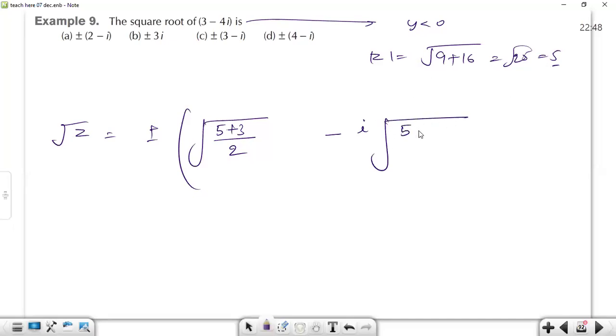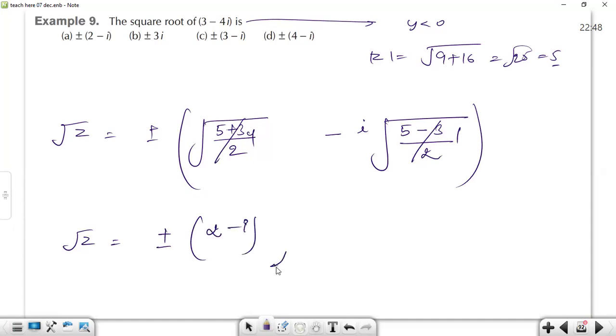modulus of z, 5, minus x, 3, divided by 2. So this is 5 plus 3, 8 divided by 2 becomes 4. 5 minus 3, 2 by 2 becomes 1. So the square root of z will be plus minus, square root of 4 is 2, and this is 1 only: 2 minus iota. Okay, this is our answer.